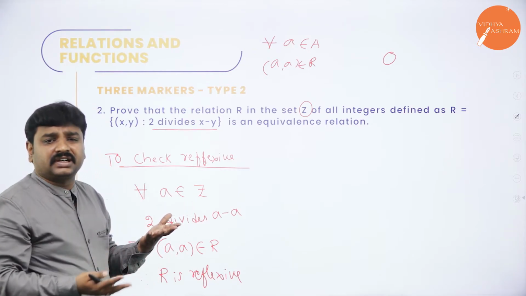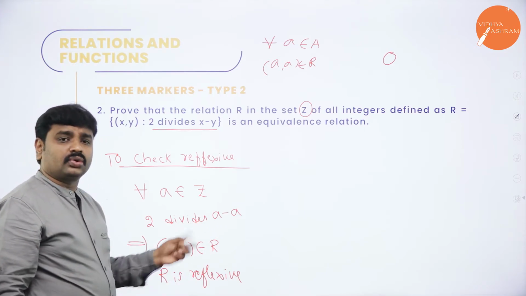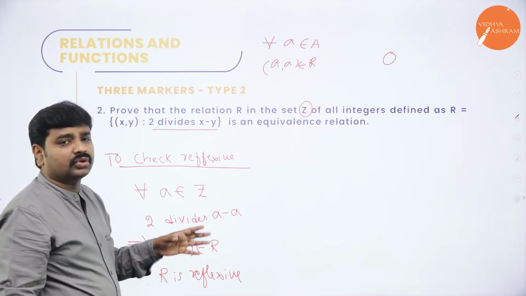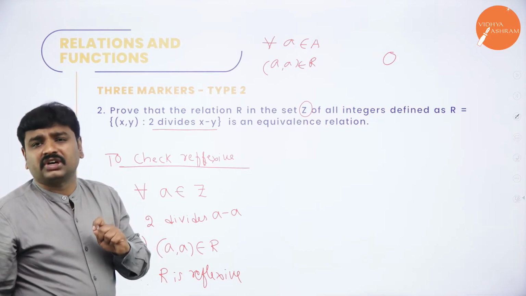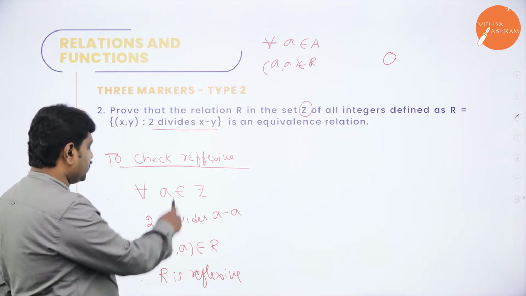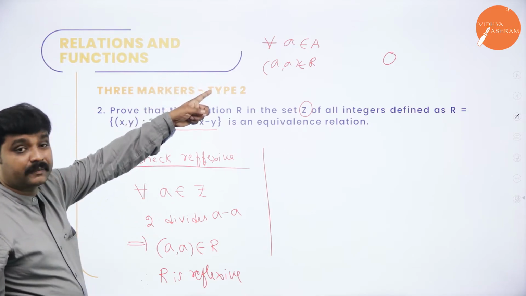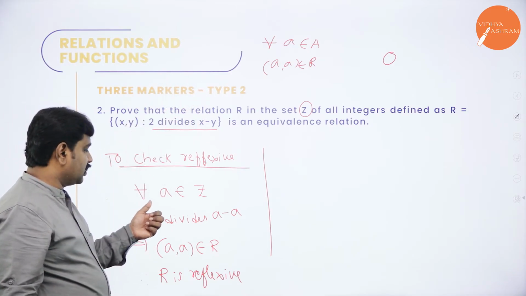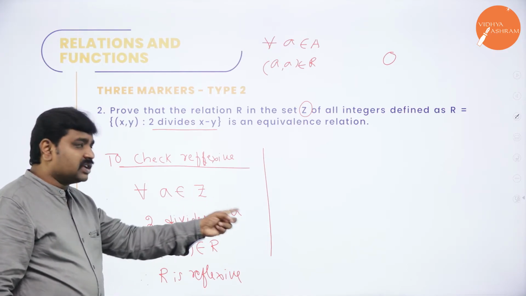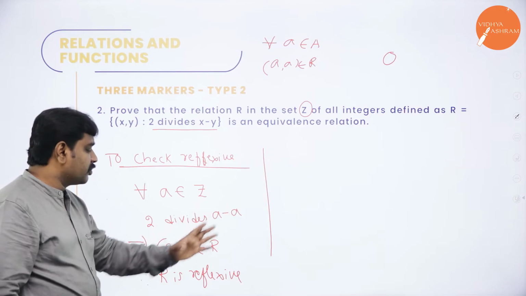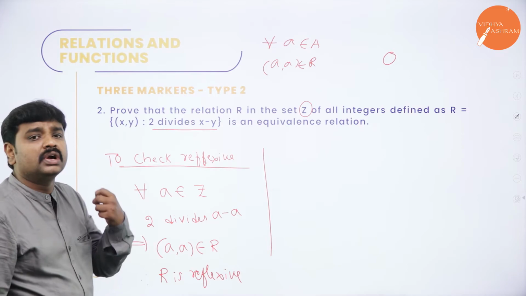Take any integer, say 3. 3 minus 3 is 0, so 2 divides 0. So (3, 3) belongs to R, (2, 2) belongs to R, (4, 4) belongs to R, (1, 1) belongs to R. Every element is related to itself. Therefore the conclusion is simple: the given relation is reflexive. Telling reflexive is easy, but proving it, we need to be thorough with the definition. For all means any integer you take, 2 divides a minus a. If I take 4, 2 divides 4 minus 4. If I take 5, 2 divides 5 minus 5. So (a, a) belongs to R, therefore R is reflexive. We proved R is reflexive.